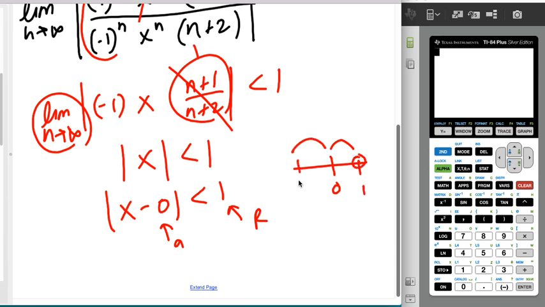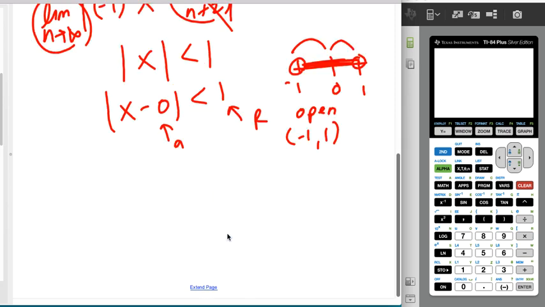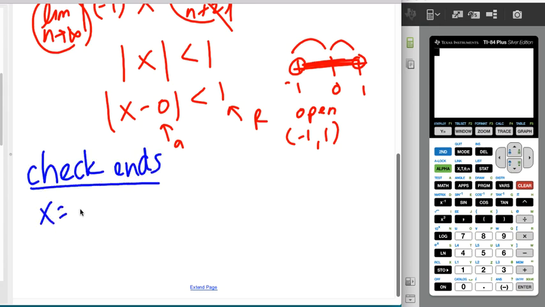So the interval I'm looking at is from 0 up to 1 and down to negative 1. That's my interval that I'm looking at. So the open interval is negative 1 to 1. So then I have to check the endpoints, right? I have to check x is negative 1. I'm going to have to check x is 1.